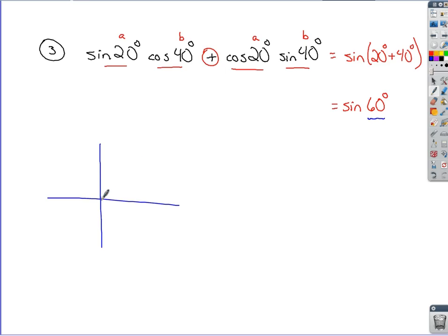Sine of 60, if I set this up, 30-60 right triangle. Sine being opposite over hypotenuse. So opposite 60, we've got root 3, hypotenuse 2. We've evaluated the expression.